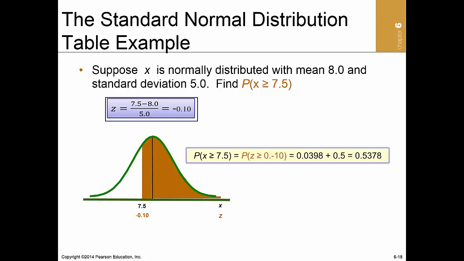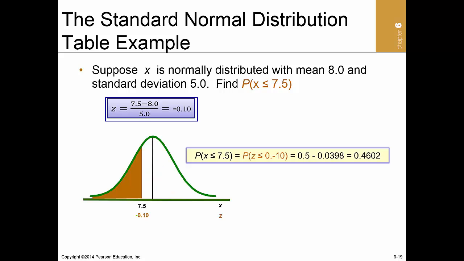And here we want the opposite. We want a probability of x greater than or equal to 7.5. So we find our 7.5 z-score, which is negative 0.10. The probability associated with that is 0.0398. And since we're looking at greater than or equal to, we'll add the whole right side of the curve of 0.5. So the resulting probability for that whole area under the curve is 0.5378.